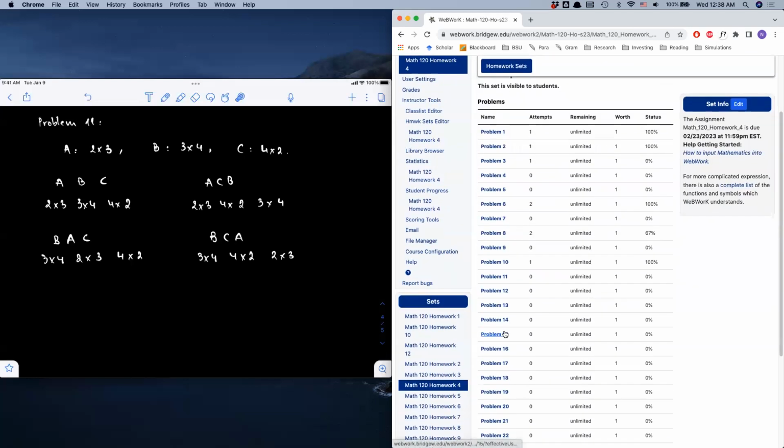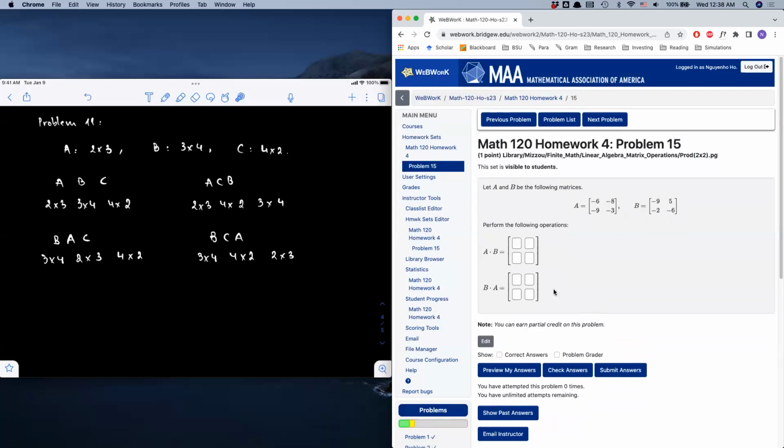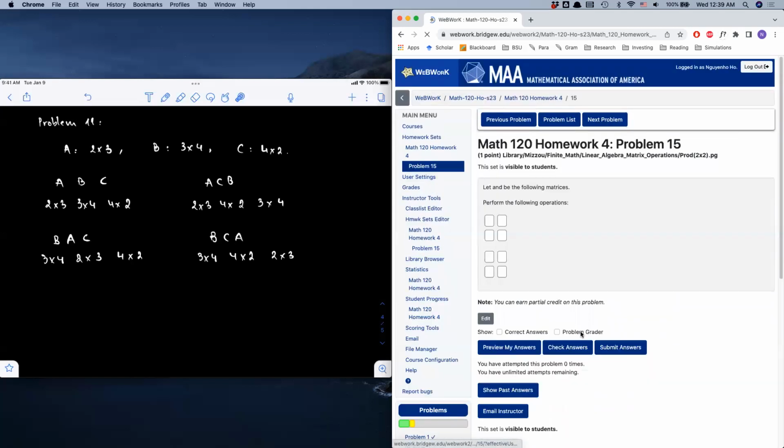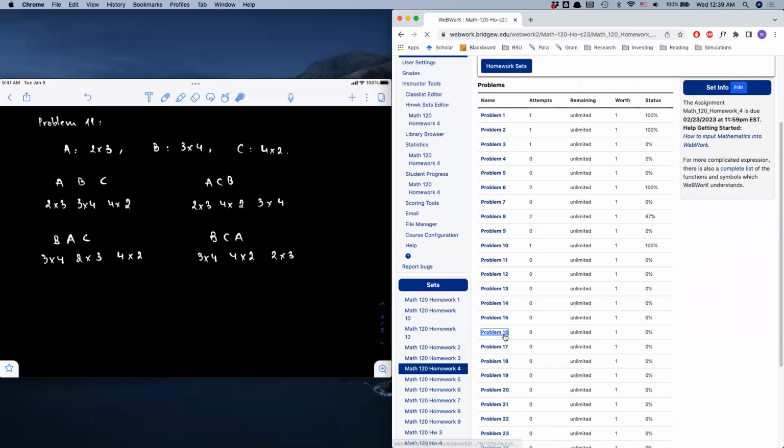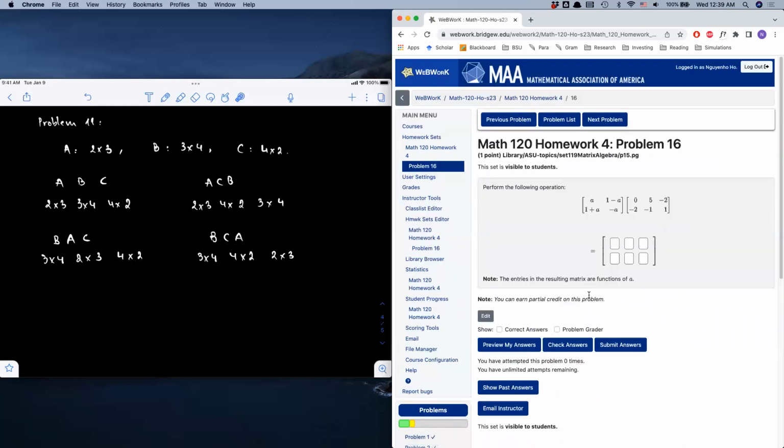So number 15, again, this is matrix multiplication. I'm going to leave it to you to do the calculations. Number 15, same here. Number 16, same here. So it's a little bit weird here because you have a value of A. So let's do that together.